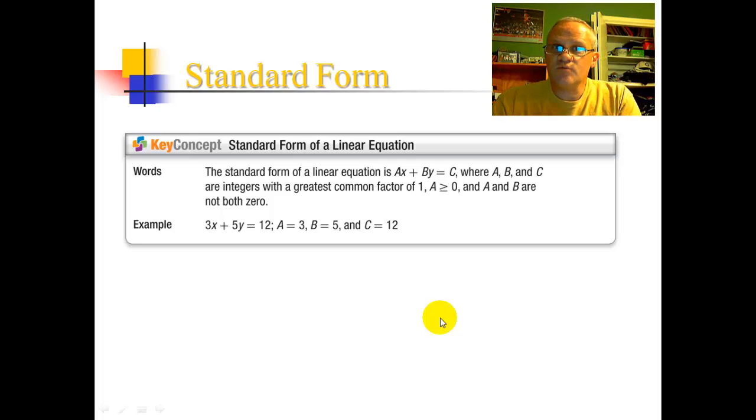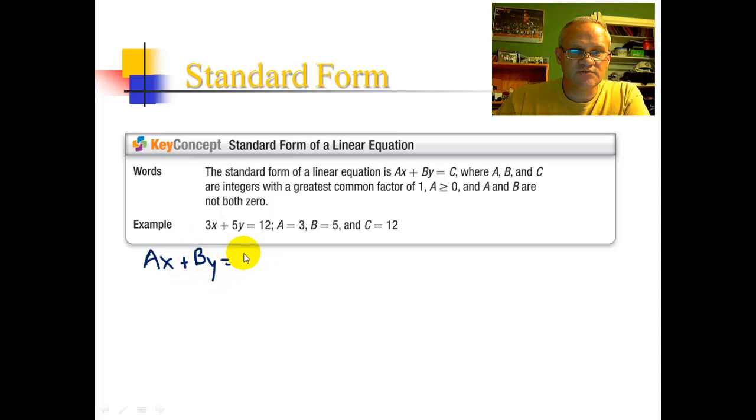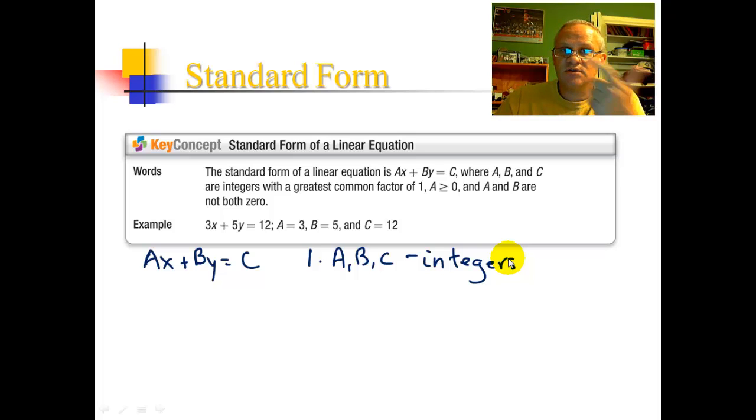Now let's talk a little bit more about standard form and what goes into standard form. All right. So remember what we were talking about here. We said standard form is ax plus by equals c. All this means is that a is just some number, b is some number, and c is some number. Those are just numbers, okay? And so here are the rules. For standard form, number 1, a, b, and c have to be integers. So that means no decimals, no fractions.